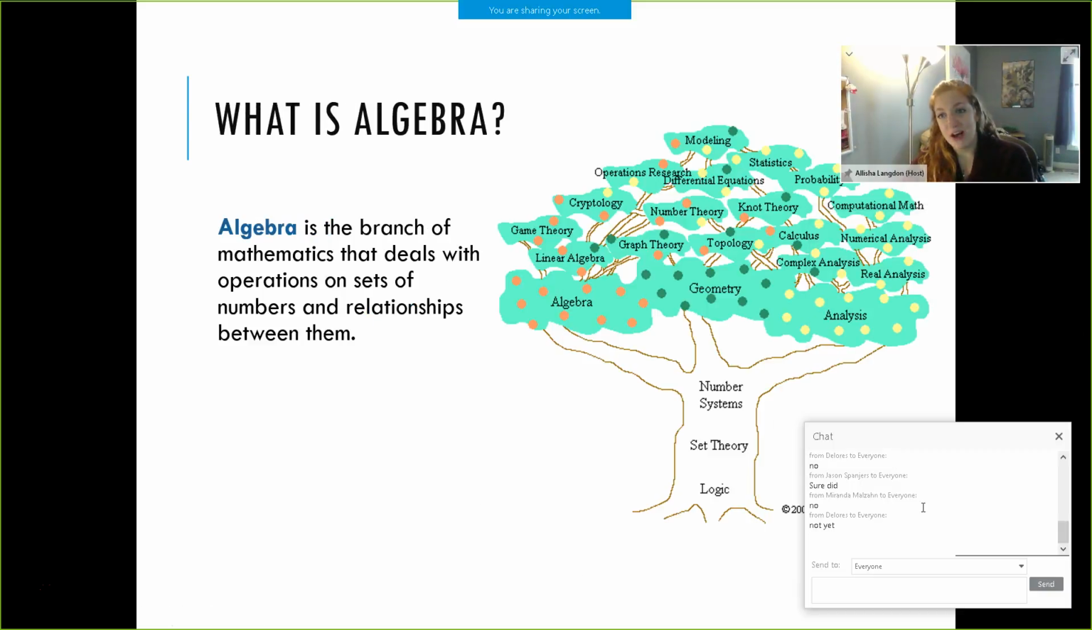So what is algebra? Algebra is a branch of mathematics that deals with operations on sets of numbers and relationships between them. Basically, algebra is the step between pre-algebra, which is just working with numbers, to working with what we call variables or letters. So it helps us to create this unknown value, to solve for that unknown.